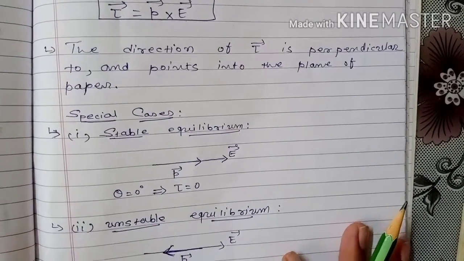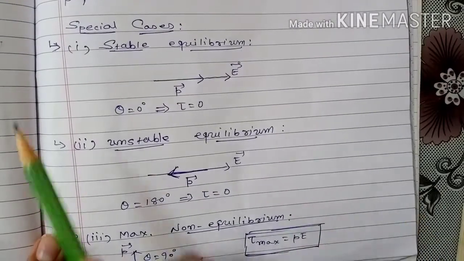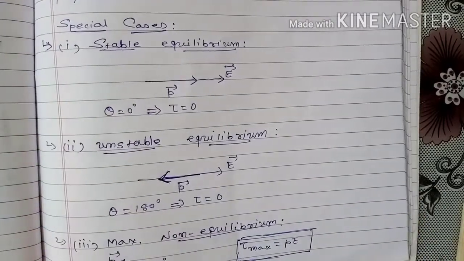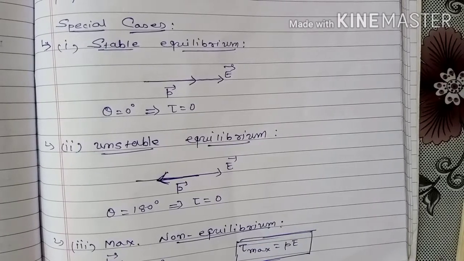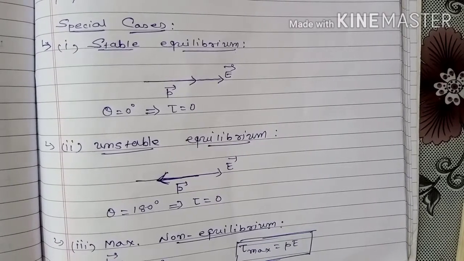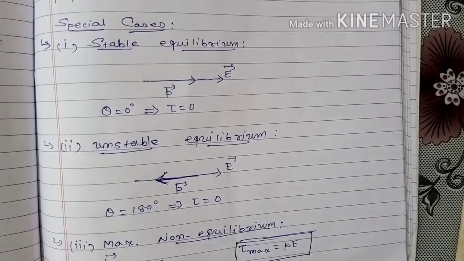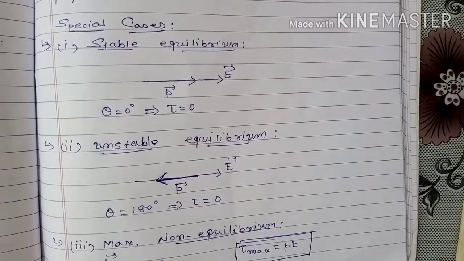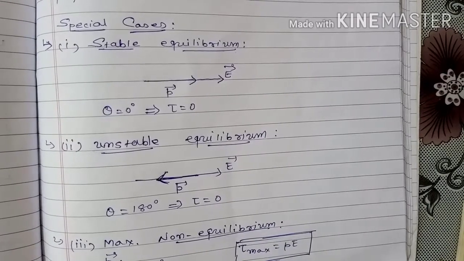Now we have to understand some special cases. Equilibrium condition. When can we achieve equilibrium condition? If the net force and the net torque acting on the system is 0, then the system is said to be in equilibrium. Here the net force acting on the system is 0, but the net torque acting on the system is not 0.